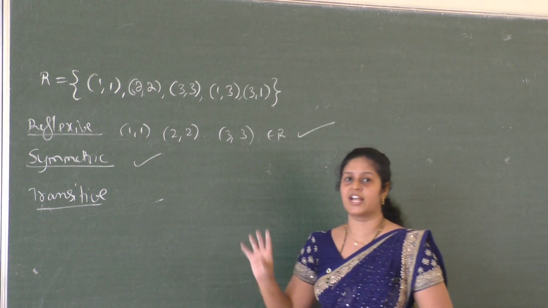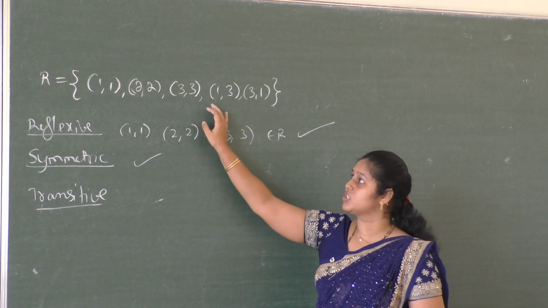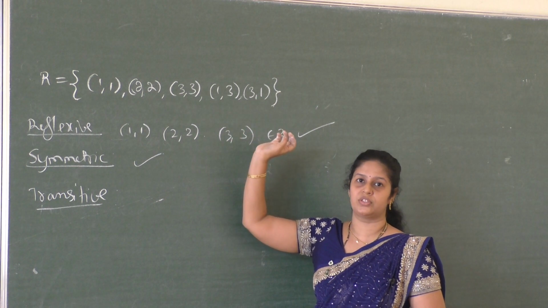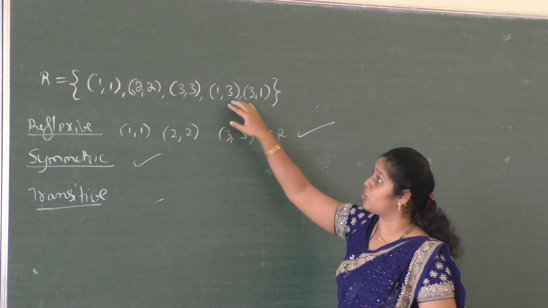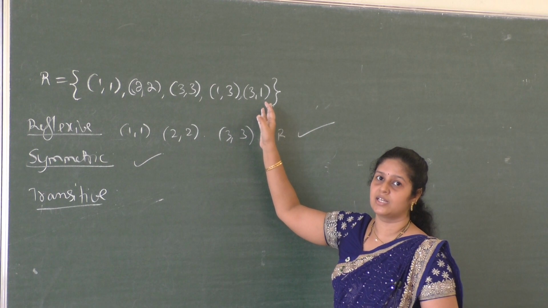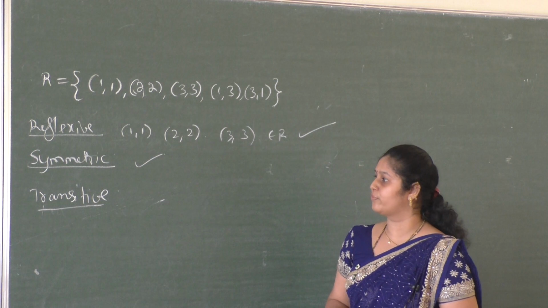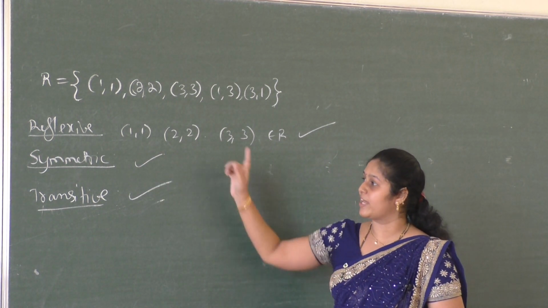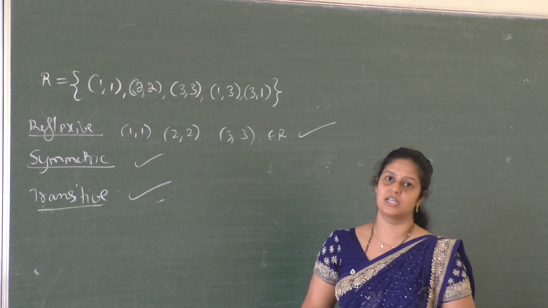If you are checking for transitive relation, remember one thing: check whether that relation is not transitive. In that way you have to think, not whether it is transitive, but for which ordered pairs it is not transitive. If you are taking ordered pairs, then take any two ordered pairs for which it is not transitive. In that way you can check. Therefore this relation is transitive also. So reflexive, symmetric, transitive means this is an equivalence relation.